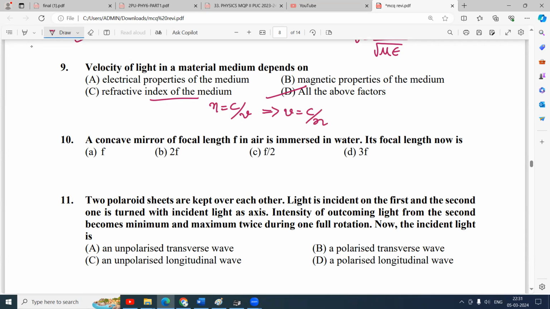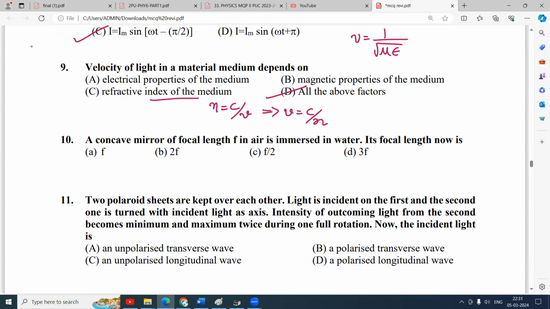Concave mirror of focal length f in air is immersed in water. Its focal length now is, you know that focal length of a mirror, it is a concave mirror, does not depend on the surrounding medium. If you have a mirror of focal length f, then parallel rays will meet at f, and the focal length is measured. If you do this experiment in water, you will get the same focal length.